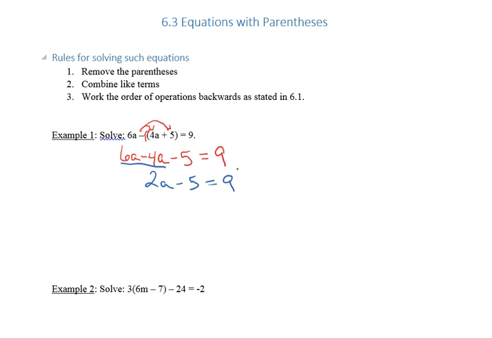Now we're going to move things around and follow our order of operations backwards. So we're going to do any adding and subtracting first. I'm going to add 5 so that I combine those that are like terms. 9 plus 5 is 14. And then last but not least, we're going to divide by 2. And we get a equals 7. Just like previous sections, you can plug 7 back in and see if you get the right answer. I'm going to let you do that instead of taking time in the video.